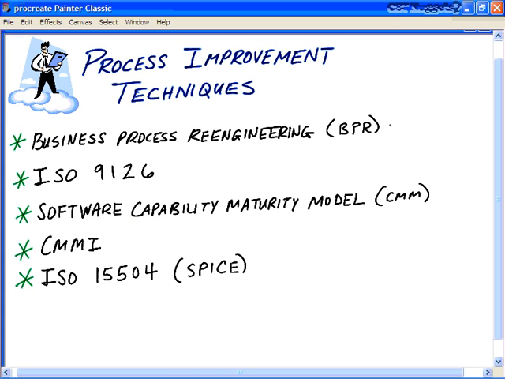As an auditor, you also want to be aware of the different process improvement techniques. There's 5 major techniques that I'm going to define for you here. First of all is business process reengineering, or BPR. BPR is a management approach that aims to improve by means of elevating efficiency and effectiveness of the processes that exist within your organization.